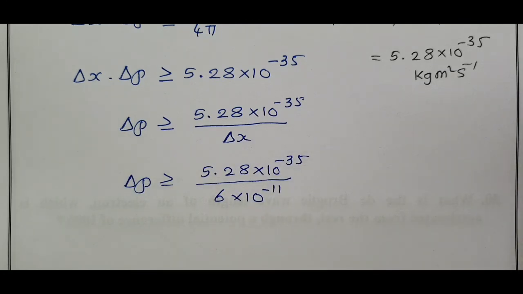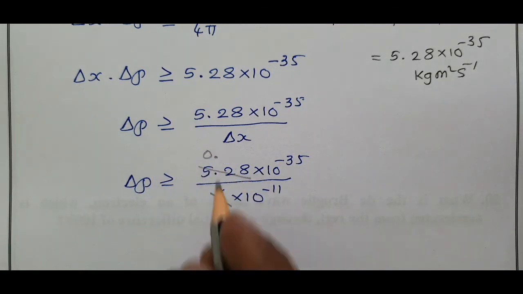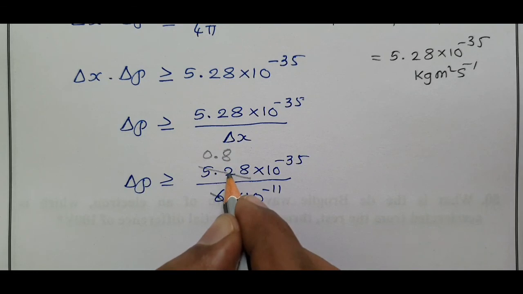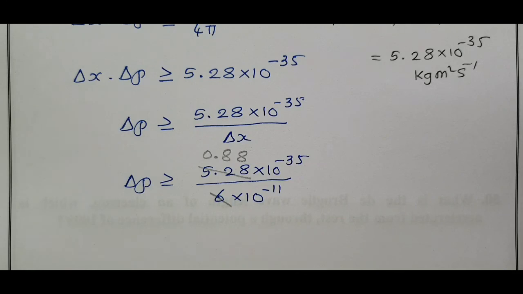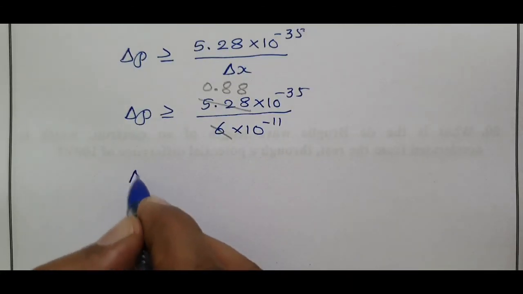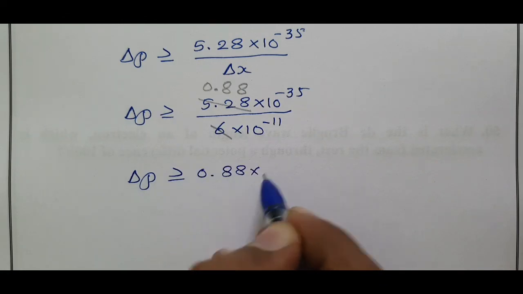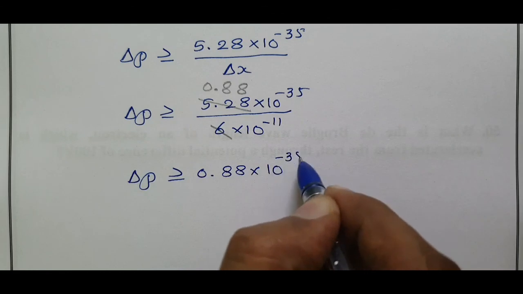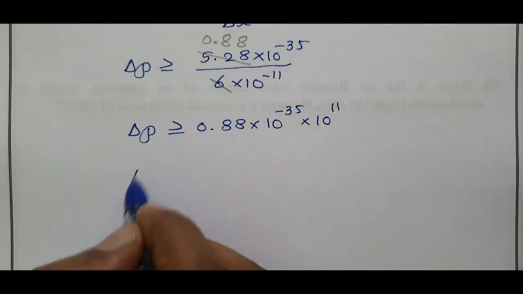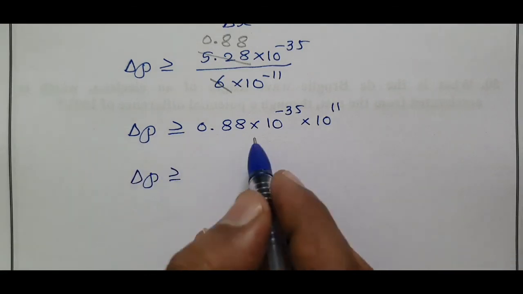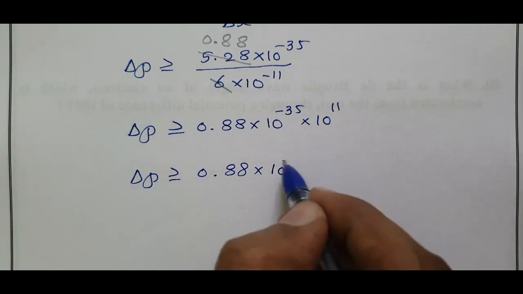When we cancel, 1 6 is 6, 0.8 6s are 48, remaining 48, 8 6s are 48. So delta p, uncertainty in momentum, is greater than or equal to 0.88 into 10 power minus 35 into 10 power plus 11, so delta p is greater than or equal to 0.88 into 10 power minus 24.